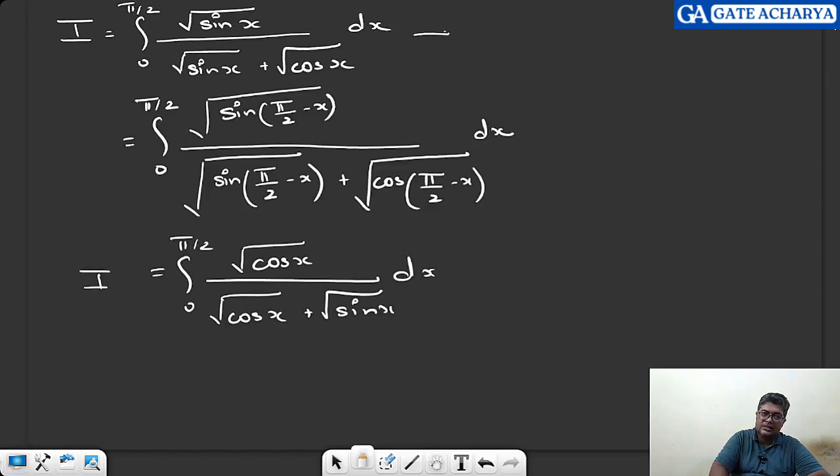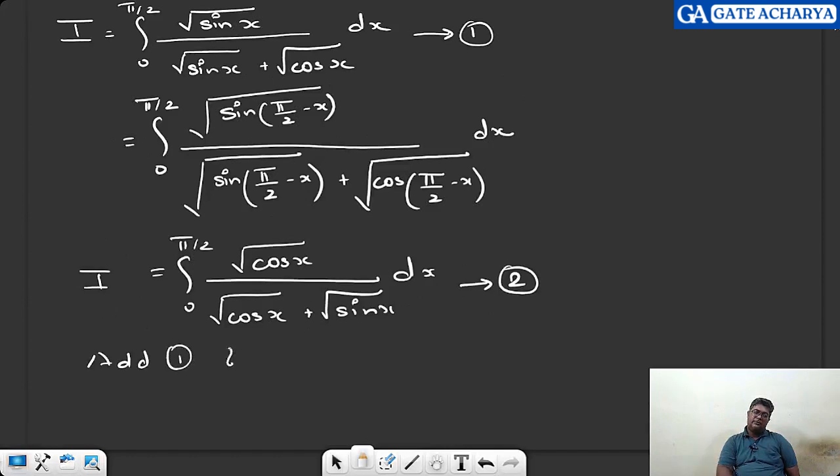Now, think about this. Let us say this is equation 1 and this is equation 2. Can you see something here? The denominator is the same. A plus b or b plus a, however you write it, is always the same thing. So root of sin x plus root of cos x is the same as writing root of cos x plus root of sin x. The denominator is the same. So if the denominator is the same, I can simply add them up, right? So add equations 1 and 2. So I plus I becomes what?